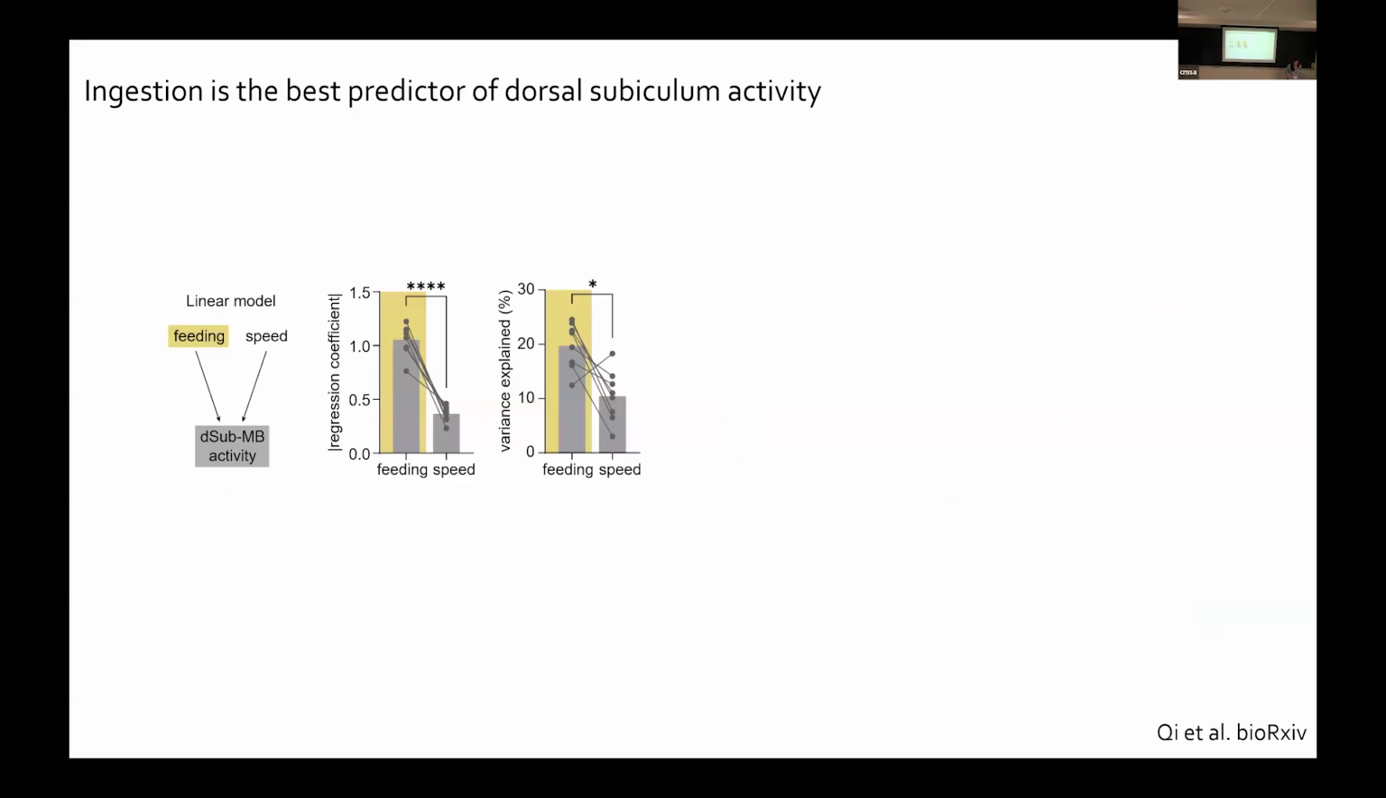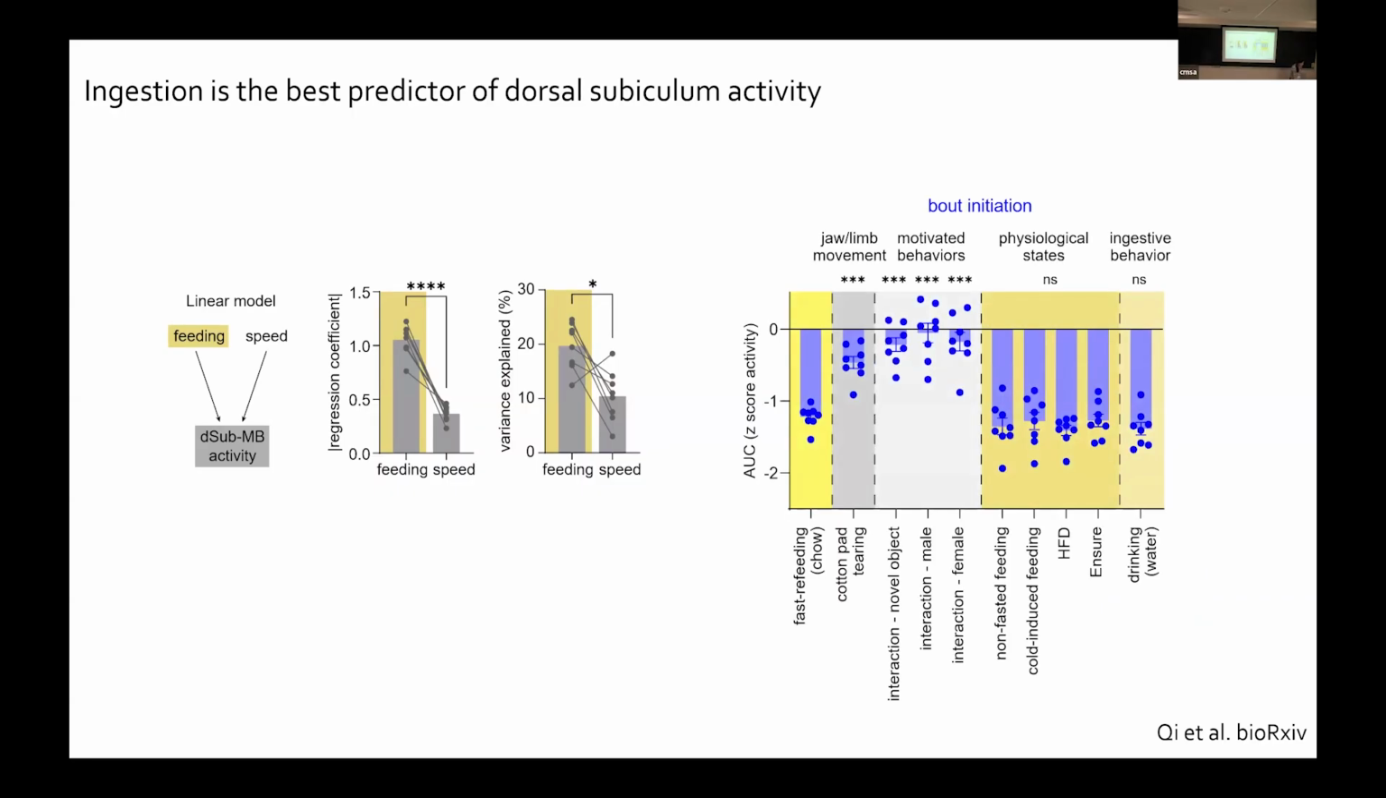We looked at other explanations for the signal. Locomotion speed was not as good a prediction. We thought maybe, okay, you're active when you're running around and you're silent when you stop. But if we used speed as a regressor to try to account for this fiber photometry trace, it didn't do as good a job as just feeding versus not feeding. So the regression coefficient was lower, the variance explained was lower for speed versus feeding.